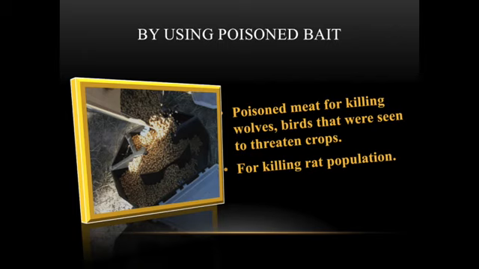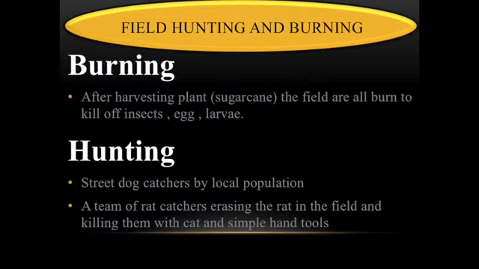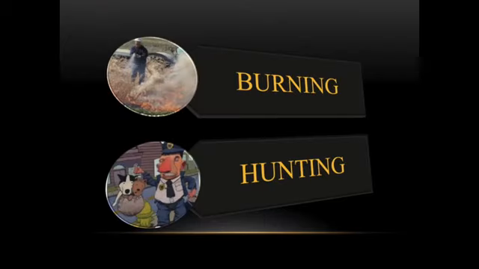By using poisonous bait: poisonous meat is used for killing wolves, and for birds that threaten the crops, and for killing the rat population. Field hunting and burning: after harvesting the plant, the fields are burned to kill off the insects, eggs and larvae. Hunting: street rat catching by the local population, a team of rat catchers raiding the rats in the field area and killing them with cats and simple hand tools. Burning and hunting are the other two processes.